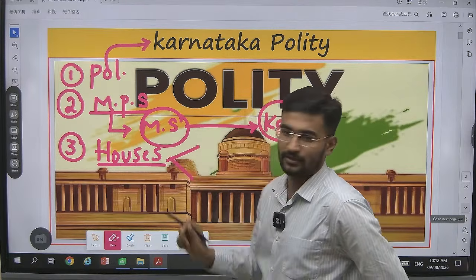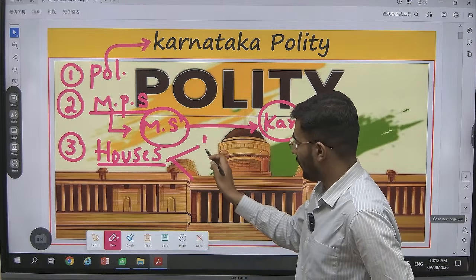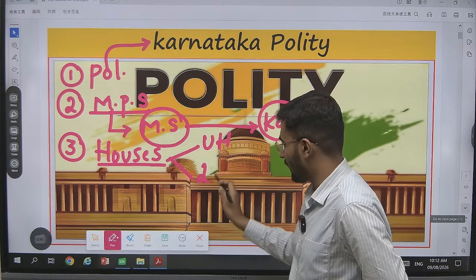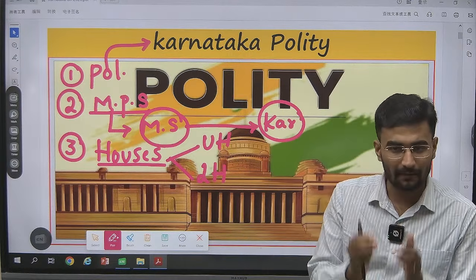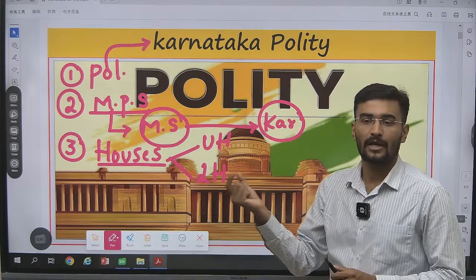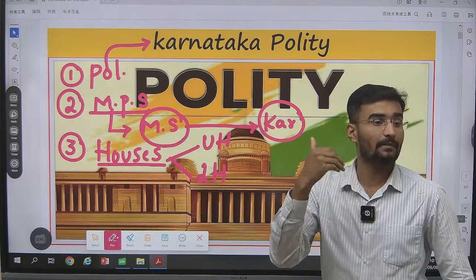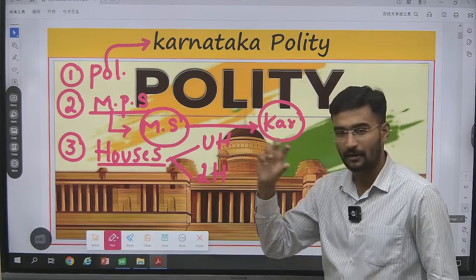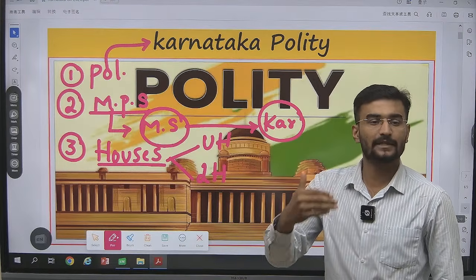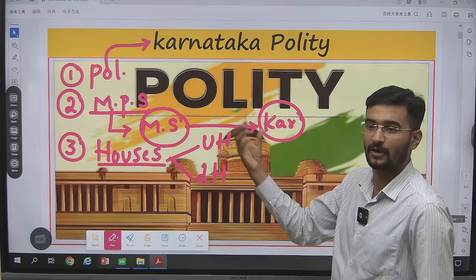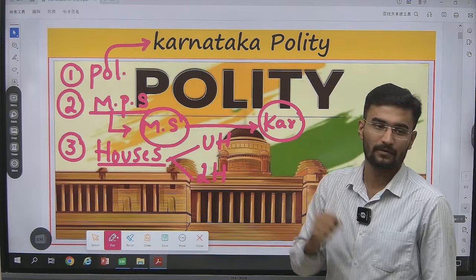We have two houses. One we call the upper house, and the second we call the lower house. In the same manner, we should also discuss that this upper house is headed by whom, and this lower house is headed by whom? Now, recently there have been changes brought in with respect to the upper house as well as the lower house. That we need to know here.